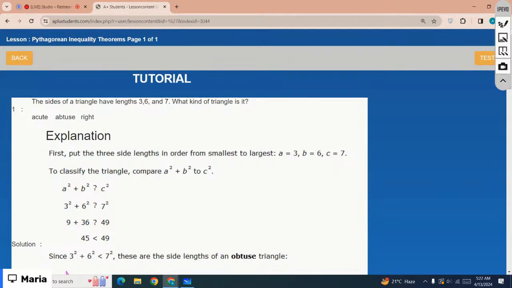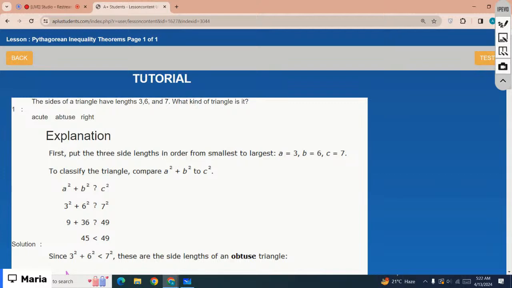The sides of a triangle have the side lengths 3, 6, 7. What kind of triangle is it? You can even see by using the Pythagorean theorem if they are a right, obtuse, or acute triangle. For example, you have A is 3, B is 6, and C is 7. The longest side is always C.